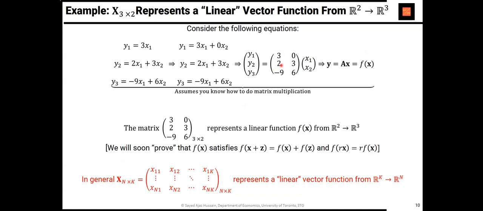Which function? The number of rows is 3, the number of columns is 2. If the columns are 2, it must mean that your domain is R2, two x's, and your range is R3, three rows. So in general, when somebody gives you a matrix with n rows and k columns, you're literally describing a system of equations that goes from the Rk domain to the Rn range: k x's, n y's.